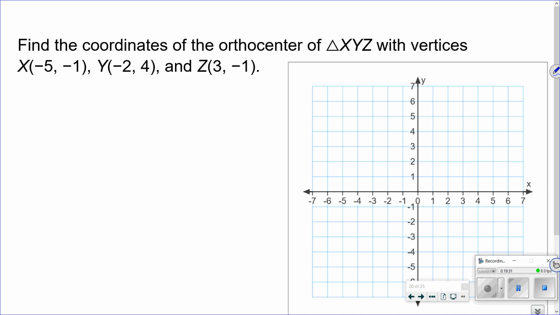Let's just do one example here. It says find the coordinates of the orthocenter with the vertices at -5, -1, -2, 4, and 3, -1. So let's do this one problem. I've got -5, -1, which is right there. There's X. Y is at -2, 4. So there's Y. And Z is at 3, -1. There's Z right there. So here's my triangle.